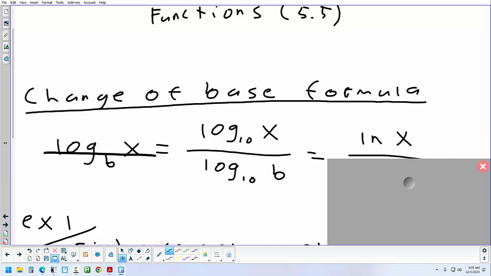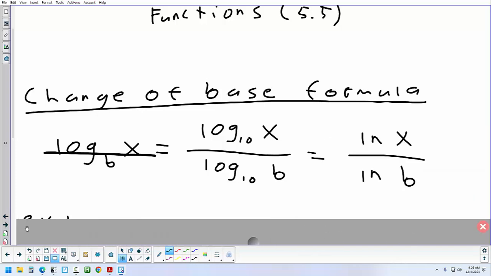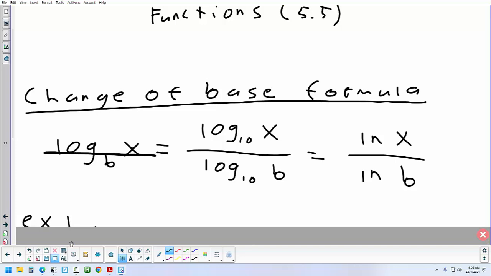Right? And the other way you can do it is, instead of doing the common log of the argument and dividing by the common log of the base, you can do the natural log of the argument and divide by the natural log of the base. And it comes out exactly the same. Okay, so let's look at an example.